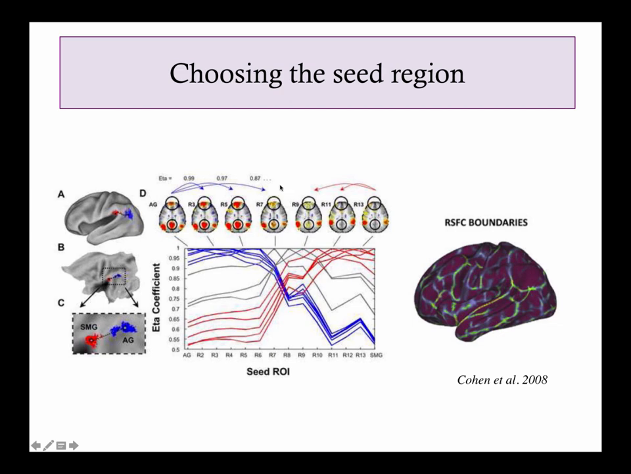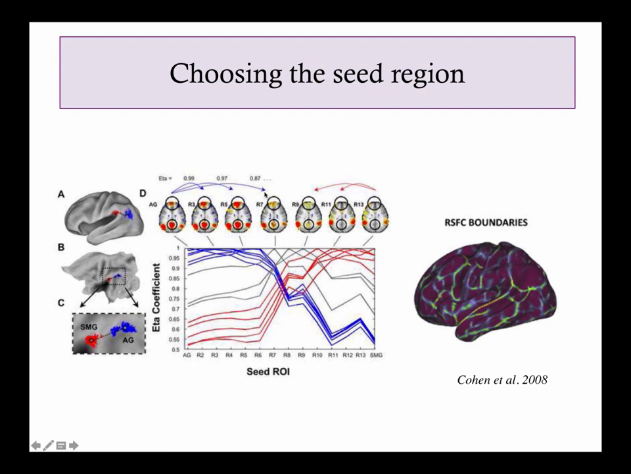And so on the one hand, this is not good because errors in your spatial registration might cause you to end up placing the seed where you don't expect to. But on the other hand, this is actually really interesting because the transition between these different maps could help us identify functional boundaries in someone's brain, which is what they did in this study.